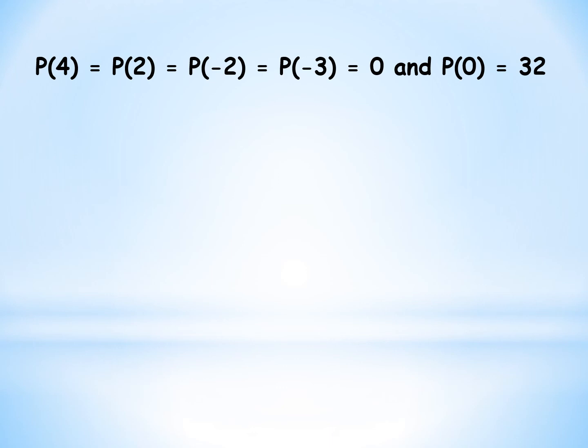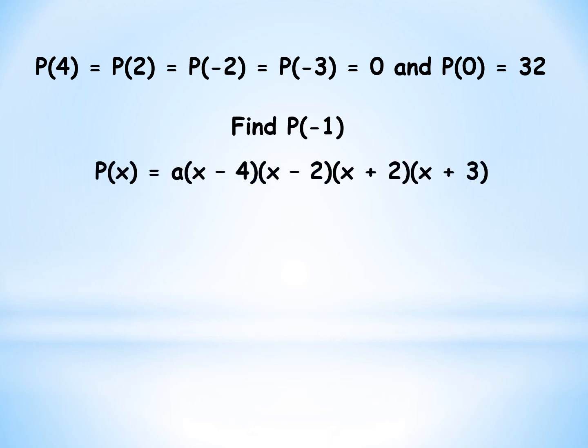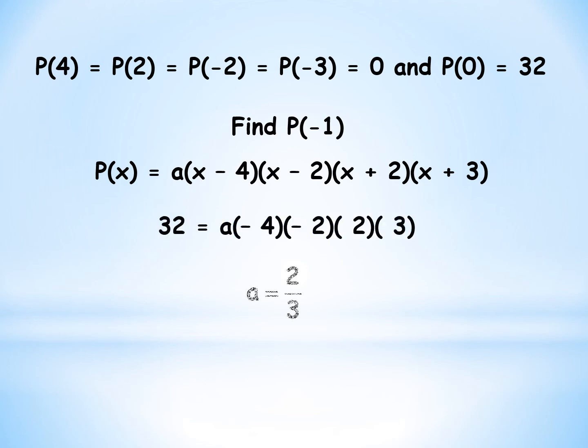Oh, and then they ask you to find p of negative 1. So you can start by writing your equation. If these are all intercepts, you know it's going to be x minus 4, x minus 2, x plus 2, and x plus 3. They're giving you a point, so you're going to put your a value in. Then you're going to use that point to find your a value. Simplify this, and you know a is 2/3.